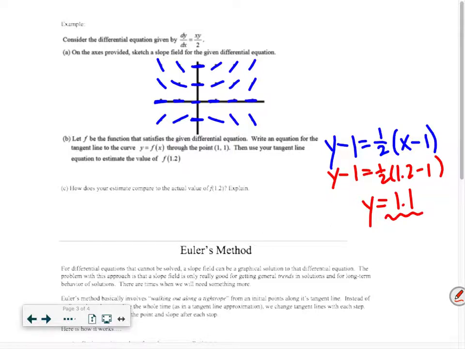1.2 minus 1 is 0.2. Cut it in half. 0.1, add the 1 over. Okay? Here's what I like. Instead of taking the second derivative to determine this, because we can do it, but it would be a little bit of work, we have the slope field. Is this tangent line approximation going to be an under or an over approximation? Raise your hand for over. Raise your hand for under. Okay, I see under approximations more than I do over approximations.